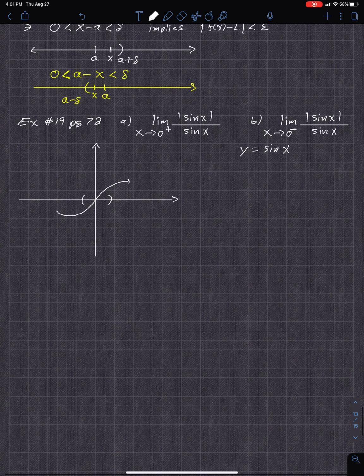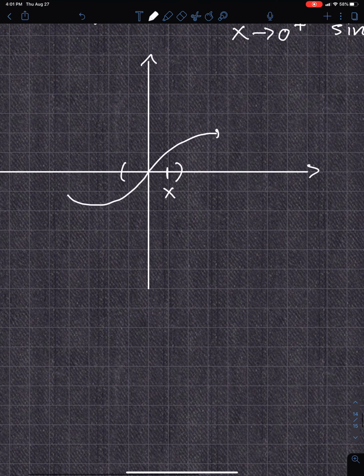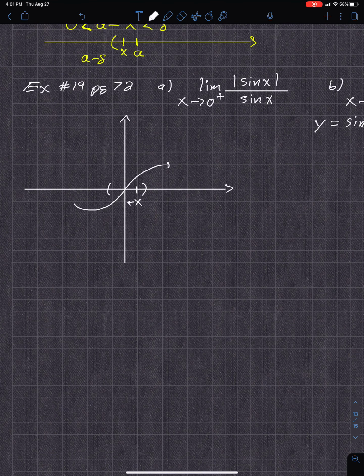So let's take a look. The first one is on the right. You're approaching 0 from the right, so you have positive values of sine divided by positive values. What do we know about the function sine x for values just to the right of 0? Are they positive or negative?